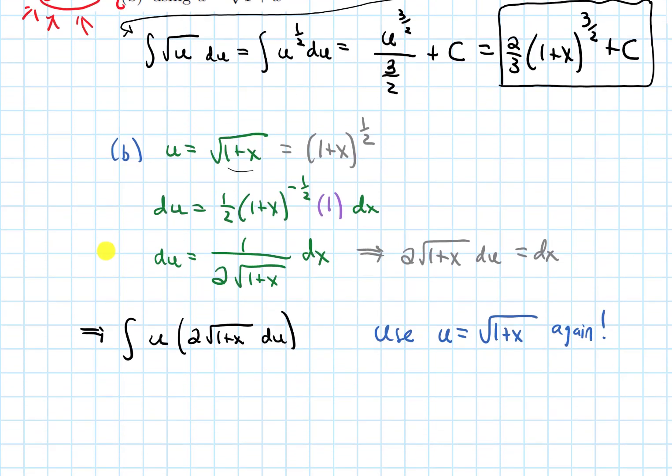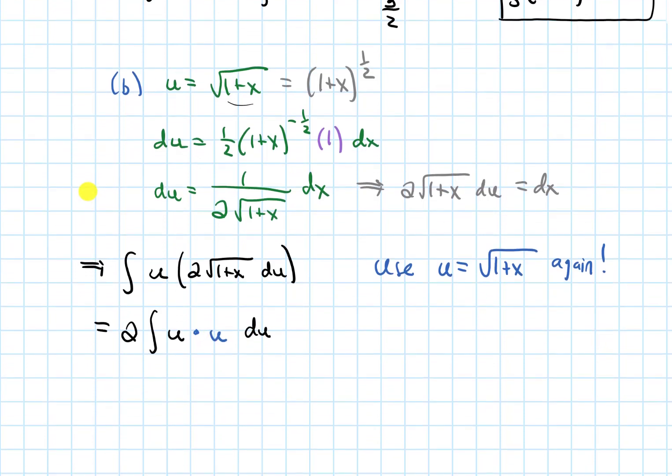And this one I would say is extra nice because I see that exact thing in my integral. So if we plug in, we get, let me pull the 2 out to the front because it's a constant, times u times this square root thing. But the square root thing is just u. And then we have that other du. Okay, so we have 2 times the integral of u squared du, and that one's not bad at all.